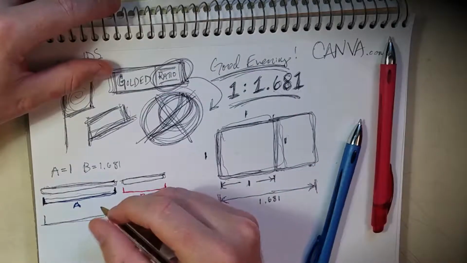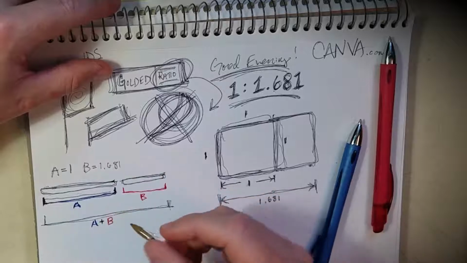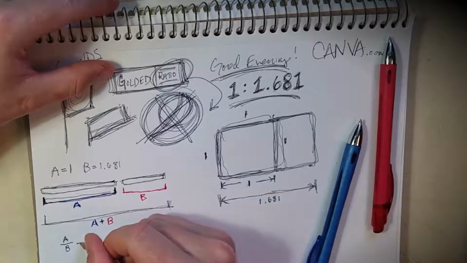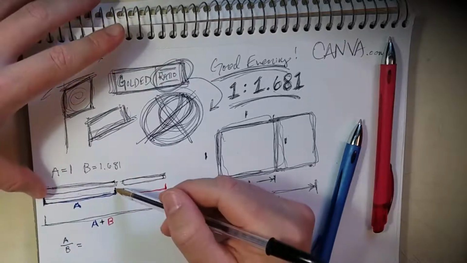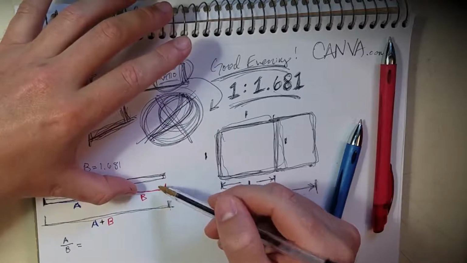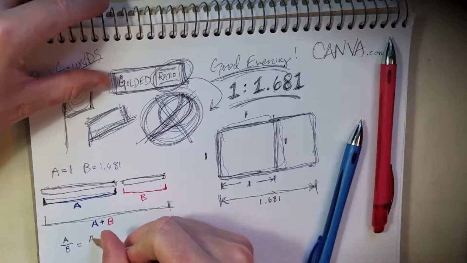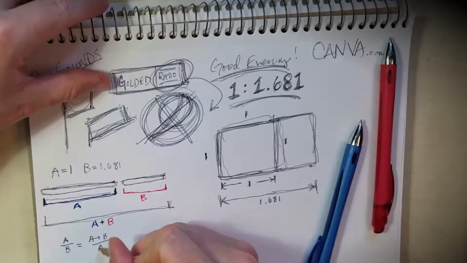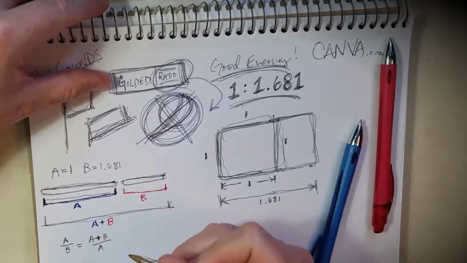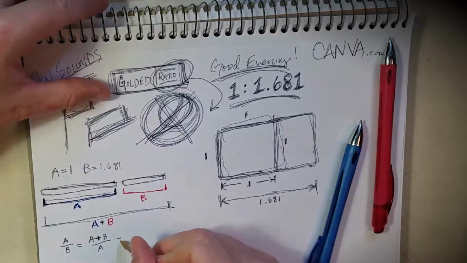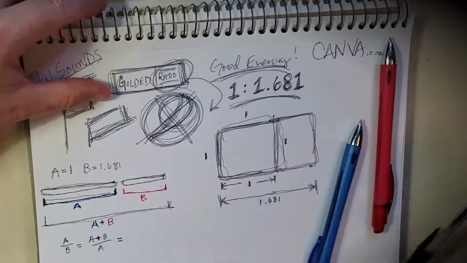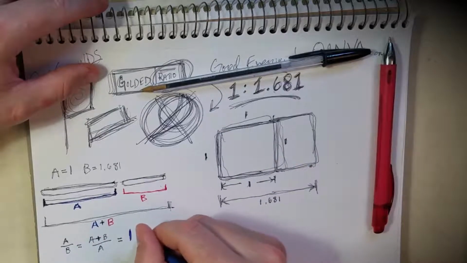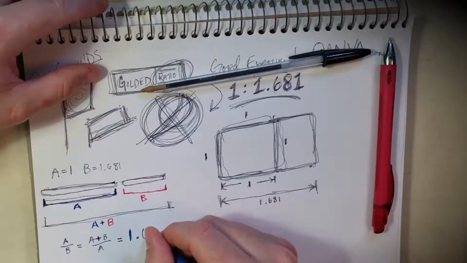And the significance of this is that the ratio of A over B is equal to the ratio of A plus B over A, and that equals 1.68.